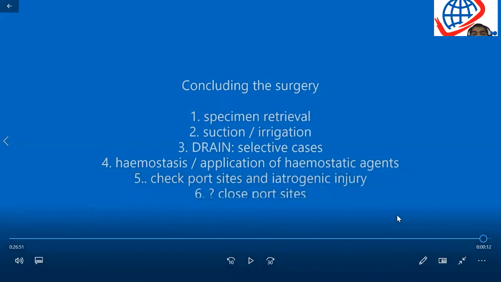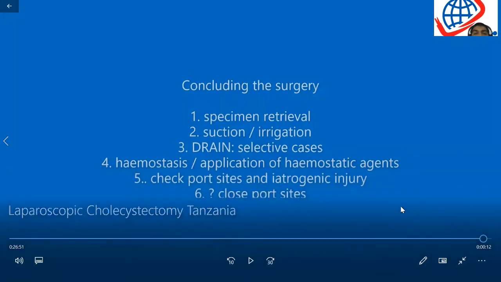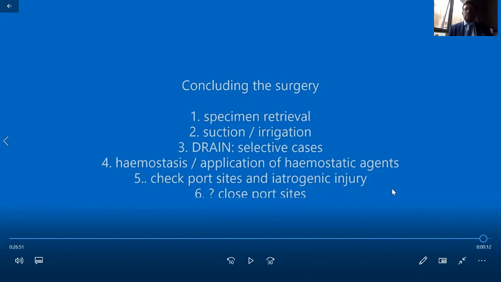In infected cases like this, I tend not to use hemostatic agents. Sometimes it can promote the inflammatory response and some subhepatic abscesses. But in other cases where I have a bit of ooze, I do use them, and I'll show you an example now of using a hemostatic agent. Make sure you check your port sites and for iatrogenic injury before conclusion of the operation. And make sure that you take your port sites out under vision. With the moment your port comes out, you should have no bleeding. My 10 millimeter ports, I routinely close to avoid a port site hernia.